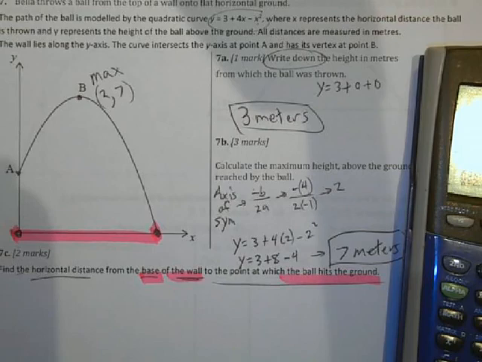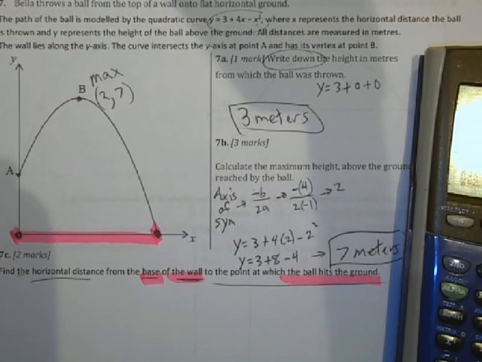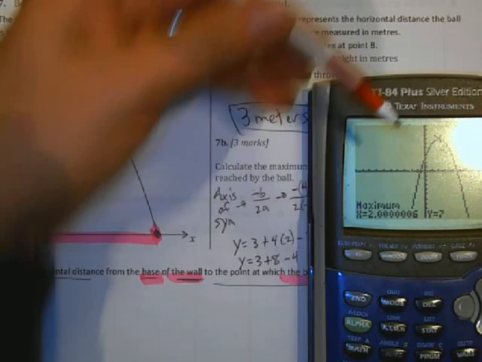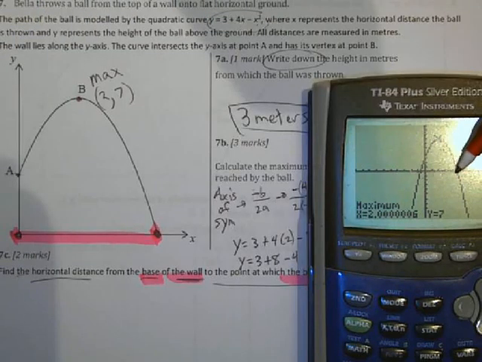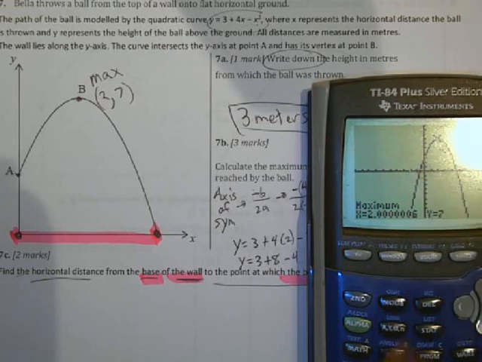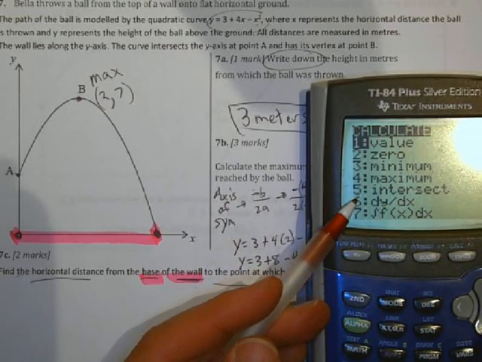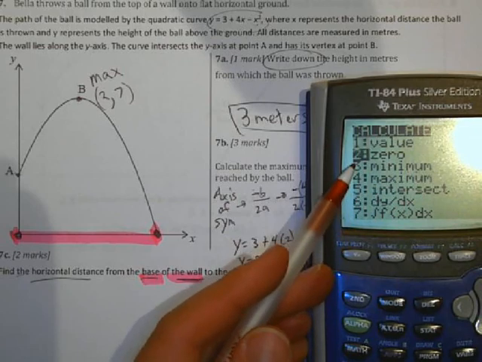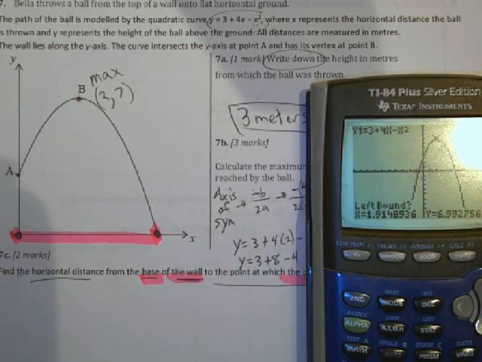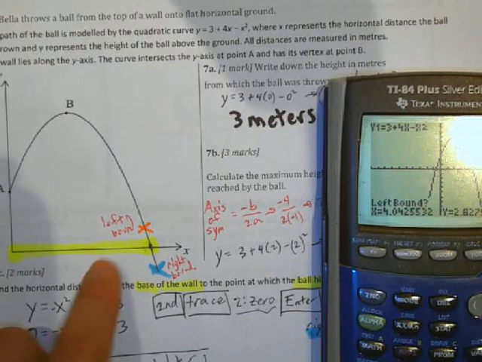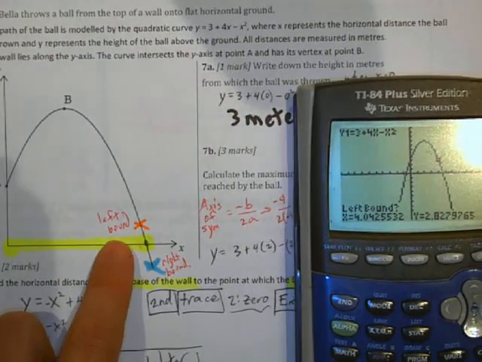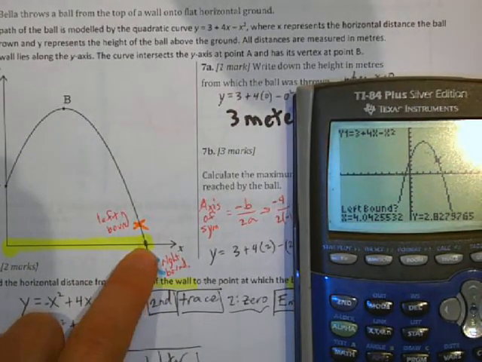Okay, so from this equation, I want to figure out this 0 right here, when y is 0, where my pen is pointing. So I'm going to have to do second trace. I'm going to go down to 0 for number 2. Enter. And so notice it says left bound. So I need to go to the left of this dot where I'm pointing.